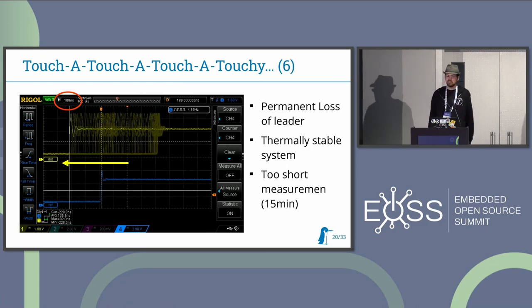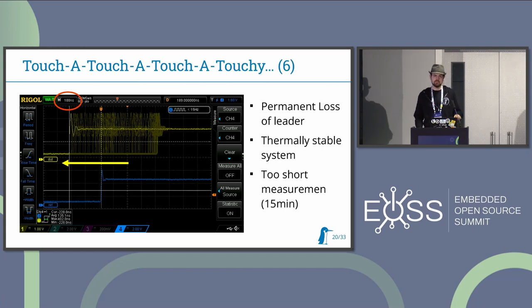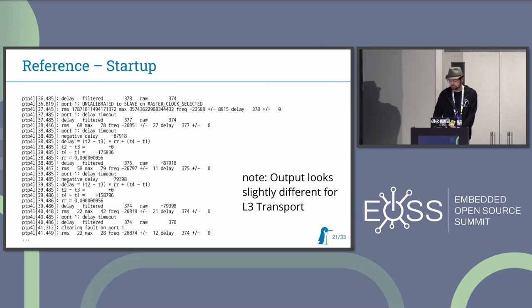If you permanently lose your sync, of course, you will drift apart over a longer period of time. In this case, it didn't drift much. That's only like several hundred nanoseconds because I had a thermally stable system and the clocks were quite well synced before we lost our synchronization. So that's basically how this looks like. You drift apart, you might also drift back a bit, depending on your power supplies and thermal effects.